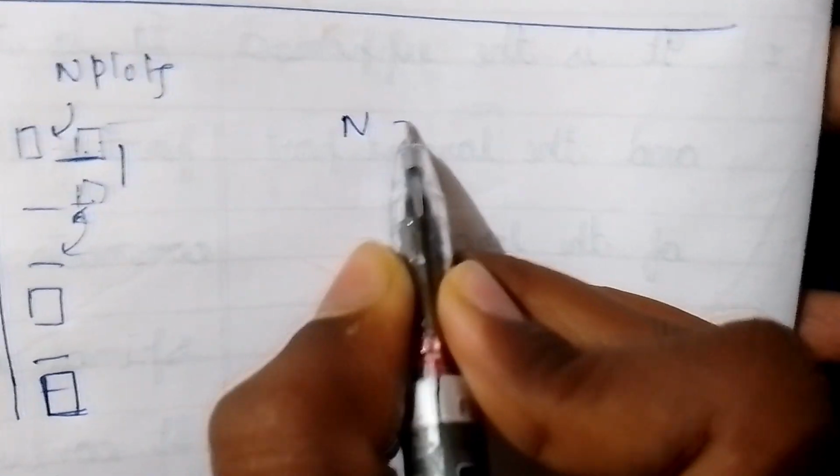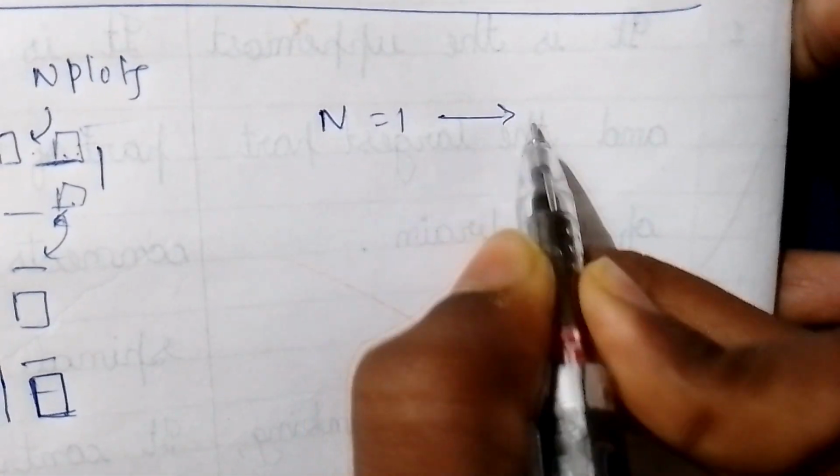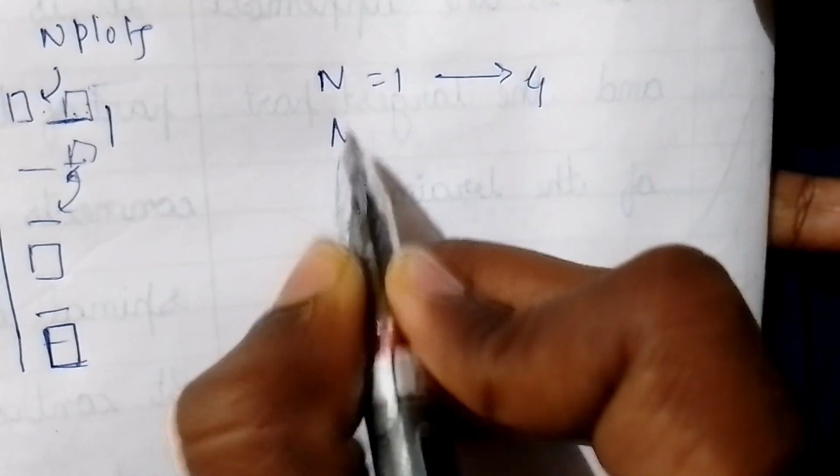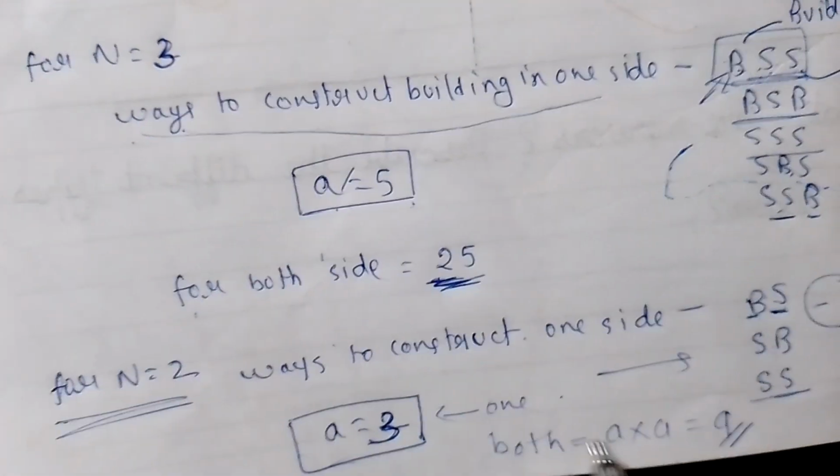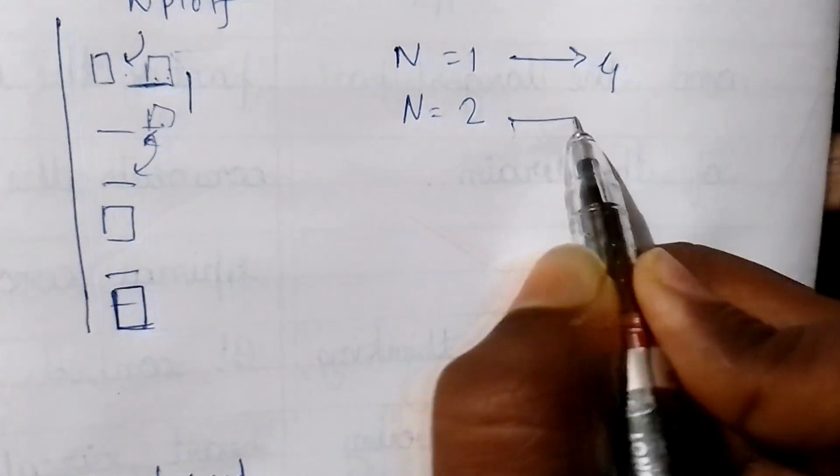So let's make the conclusion. For n equals 1, what is our answer? Here you can see a equals 4, so 4 is our answer. For n equals 2, what is our answer? That is a equals 9, our answer is 9.